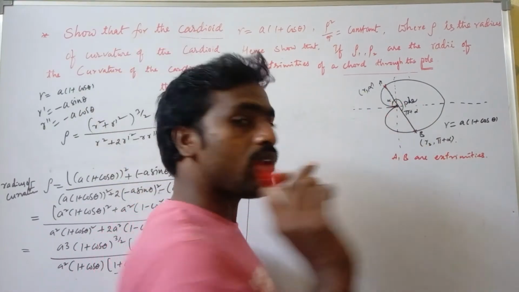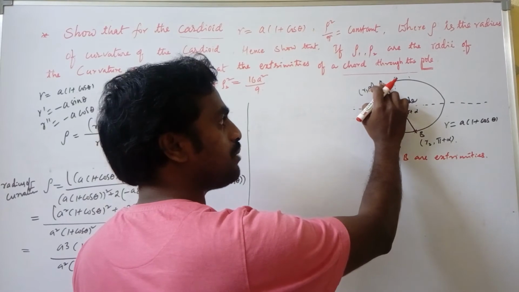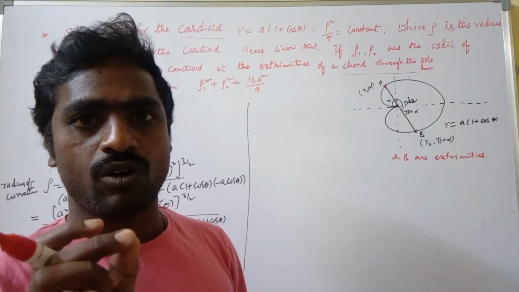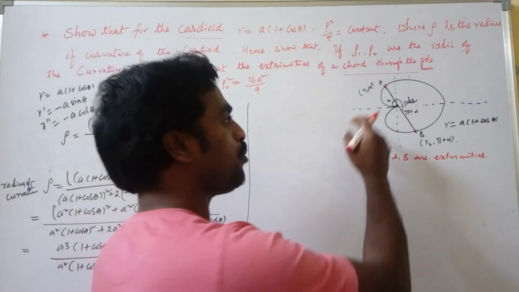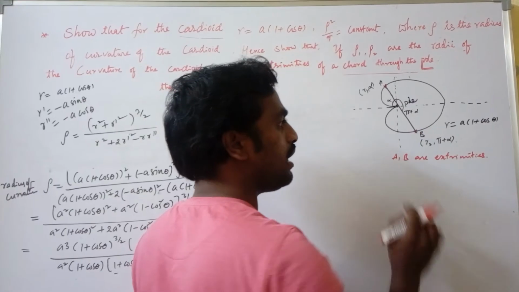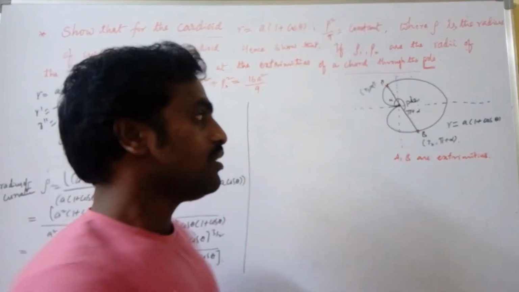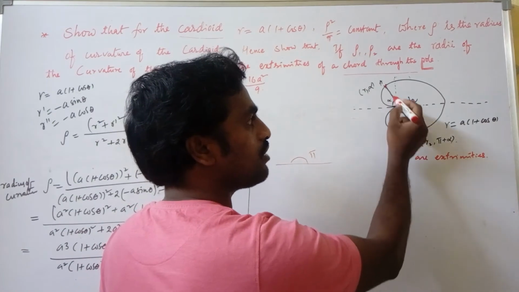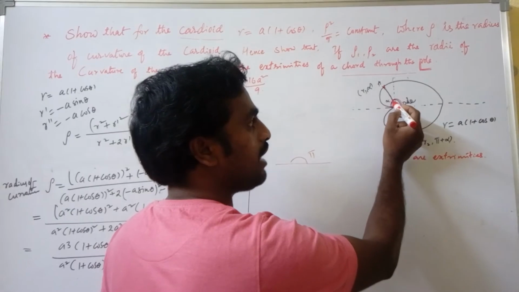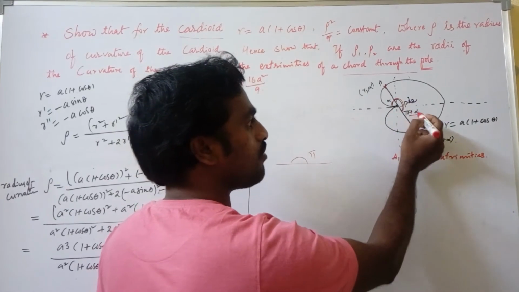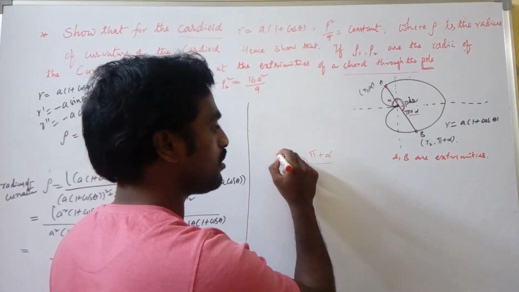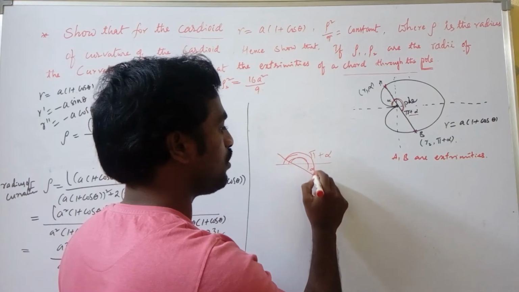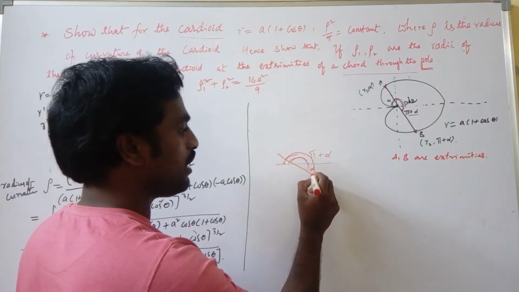Next, the polar coordinate of the first extremity A is (r1, α), where r1 is the radius and α is the angle. The second extremity B has polar coordinate (r2, π + α). Why? Because the straight line makes angle π, and the extra angle is α, so the total angle is π + α, from here to here.